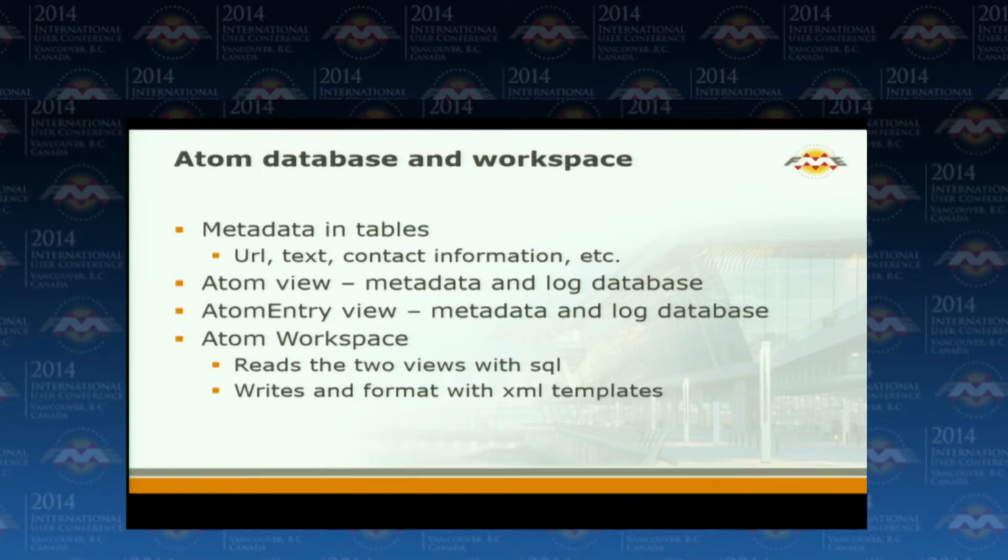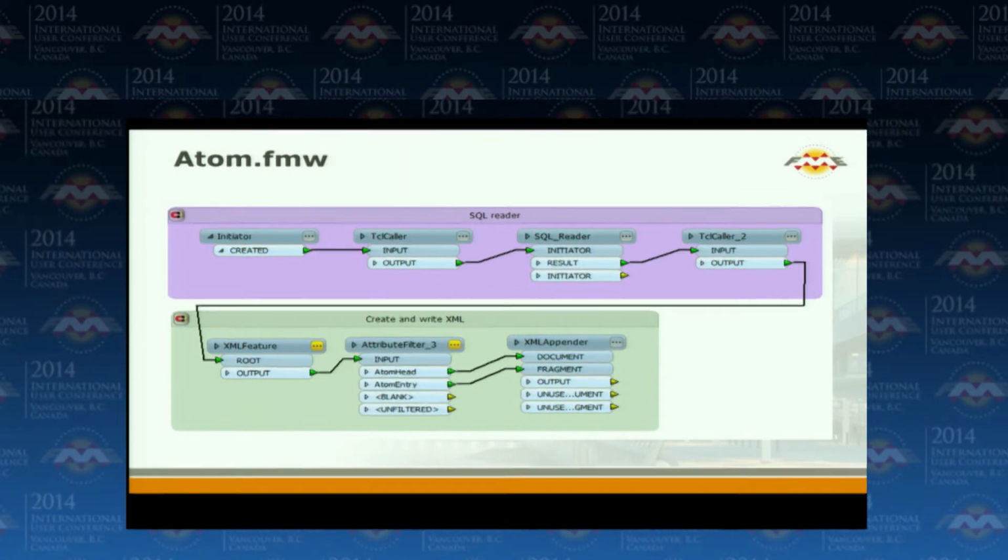So basically, in the Atom database, we have metadata of different kinds, URLs and stuff like that. That's put into views, so we just read the views. And I have this very simple workspace that will use the SQL executor to extract the data, an XML template, I think, to create the XML, and an XML appender to write out the XML. So that's less than 10 transformers.